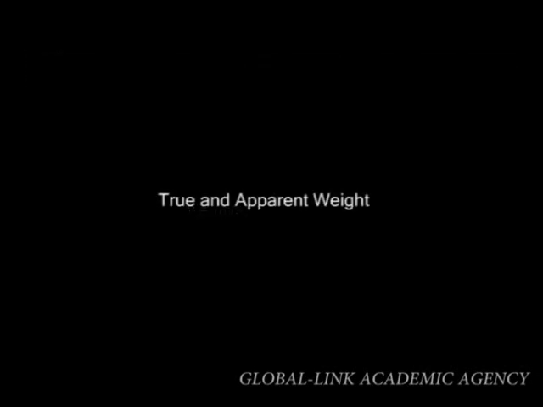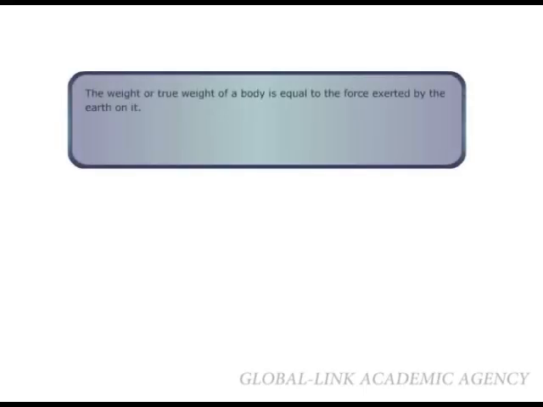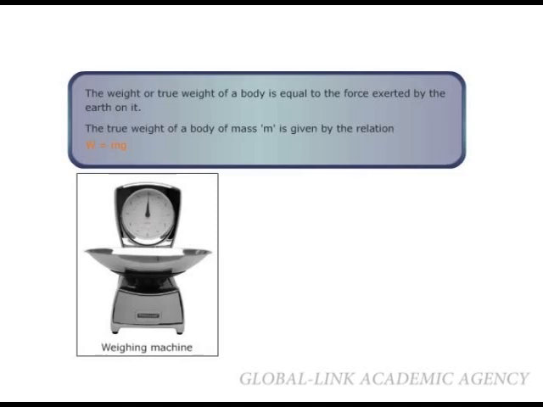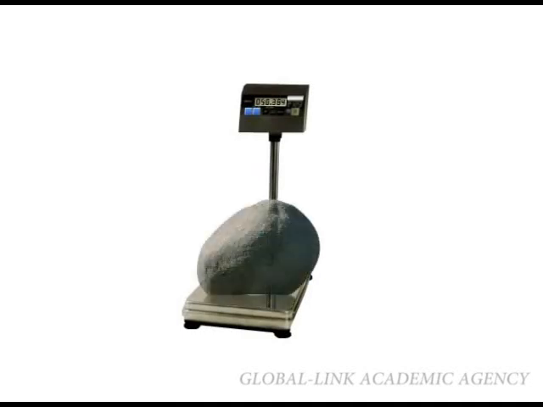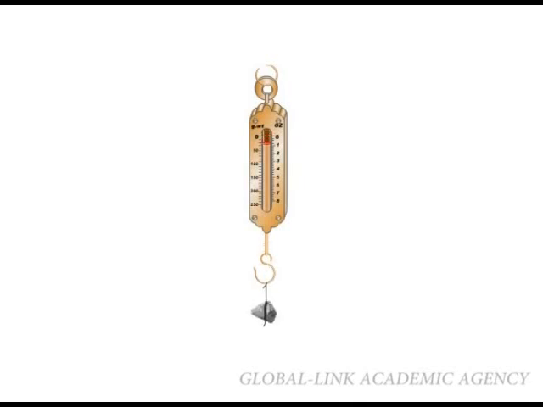True and apparent weight. The weight or true weight of a body is equal to the force exerted by the earth on the body. The true weight of a body of mass m is given by weight is equal to mg. The weight of a body is measured using a weighing machine or a spring balance. When a body is kept on the platform of a weighing machine, its weight is given by the normal contact force between the body and the platform of the machine. Similarly, when a body is suspended from a spring balance, its weight is given by the normal contact force between the spring and the body.